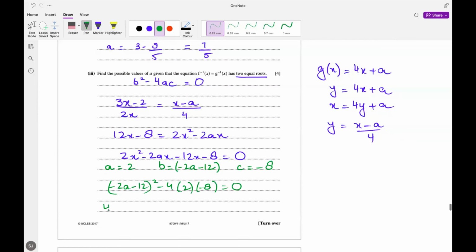So this will become 4a squared plus 48a plus 144, plus 4 times 2 is 8, 8 times 8 is 64, is equal to 0. Simplifying the equation, we get 4a squared plus 48a plus 210 is equal to 0.